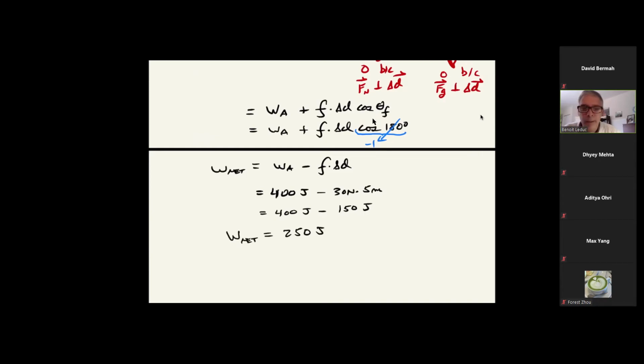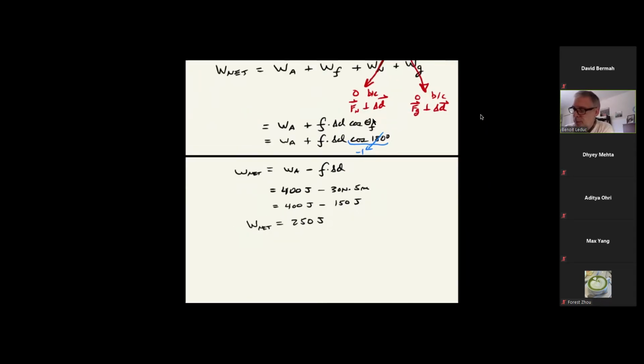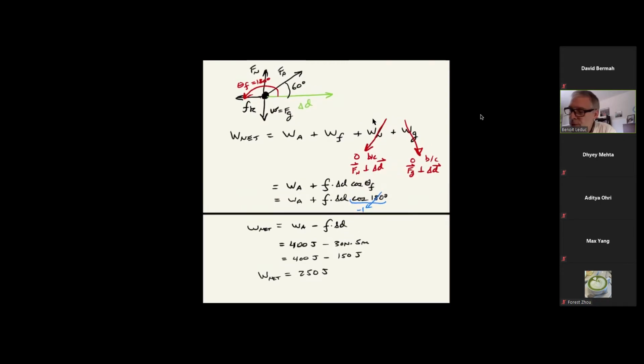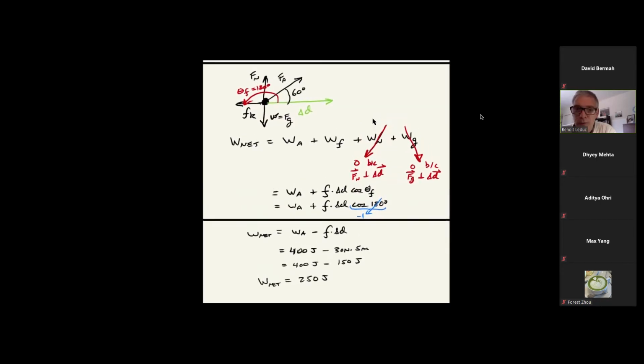All right, very good. So once again, the net work on an object is the scalar addition of all the work done by the forces on this object. As I said earlier, what I would suggest you do is do an FBD and then put also the direction of motion, the displacement vector, on top of the FBD. And then you can sort of figure out your angles.